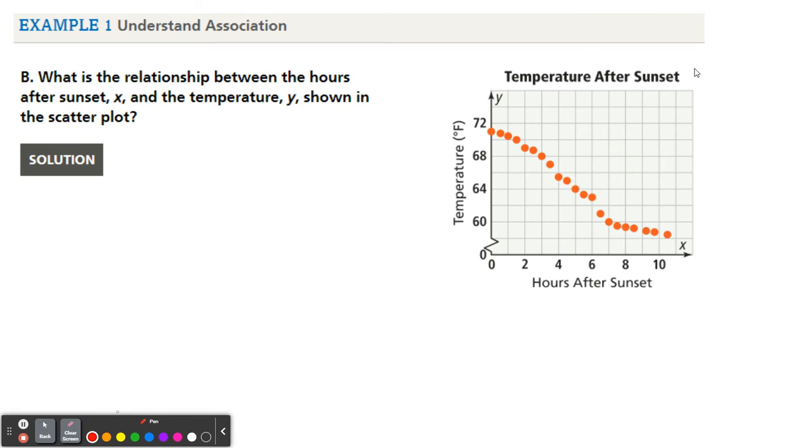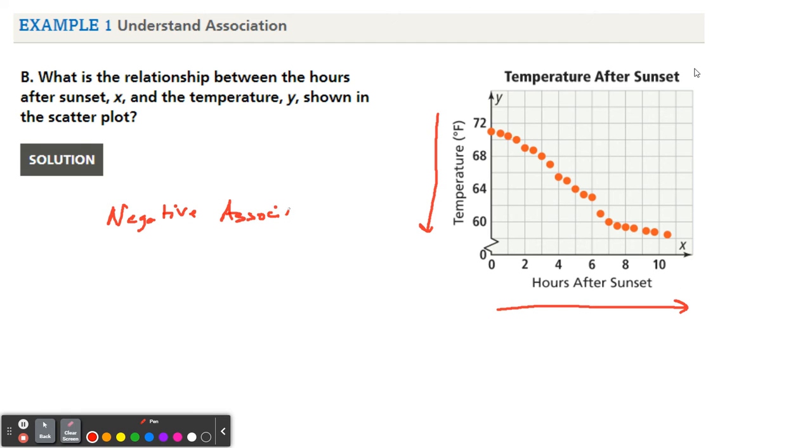It says, what is the relationship between the hours after sunset x and the temperature shown in the scatter plot? Okay, so now we're after sunset. Before was sunrise, now we're sunset. So here, again, looking for the relationship. As your hours after sunset increase, as you get more into the night, notice your temperature is now going down. So this shows a negative association because they're not going in the same direction. They're not both increasing. One's increasing and one's decreasing.